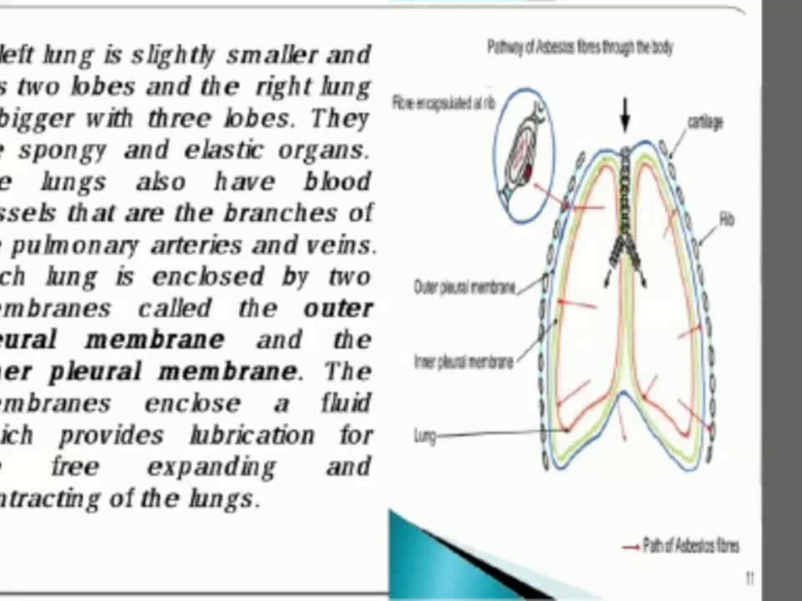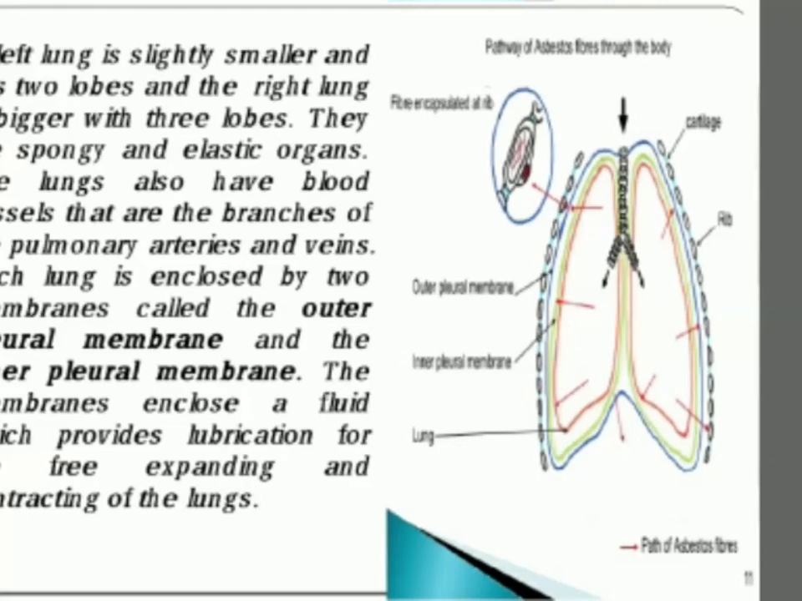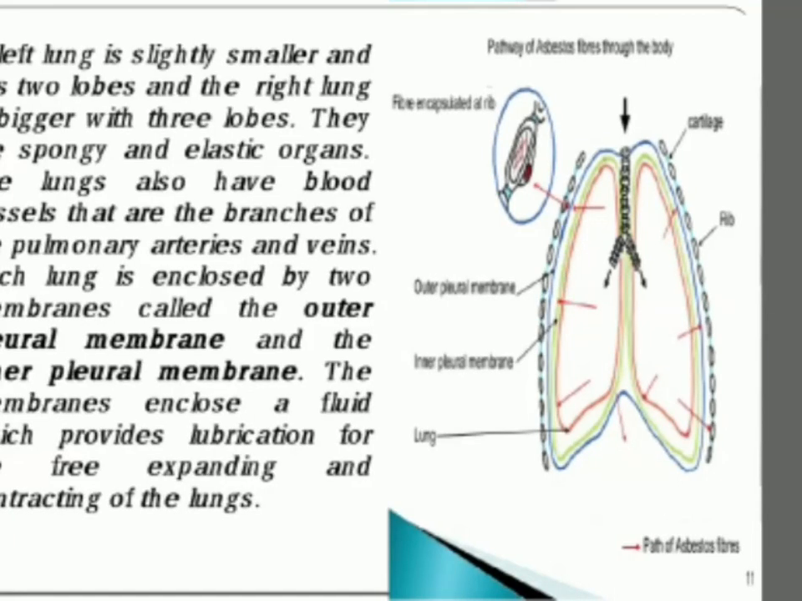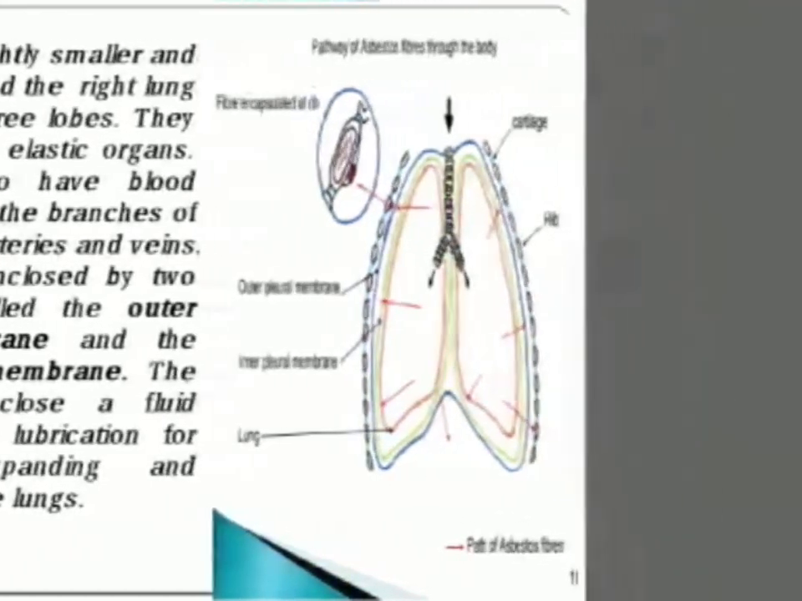Each lung is enclosed by 2 membranes called the outer pleural membrane and the inner pleural membrane. The membranes enclose a fluid which provides lubrication for the free expanding and contracting of the lungs.